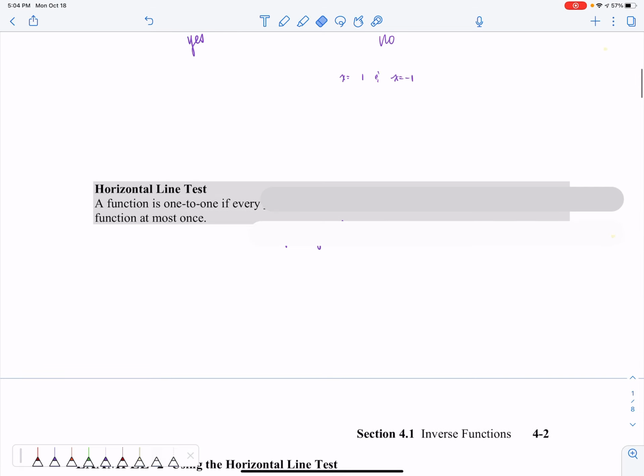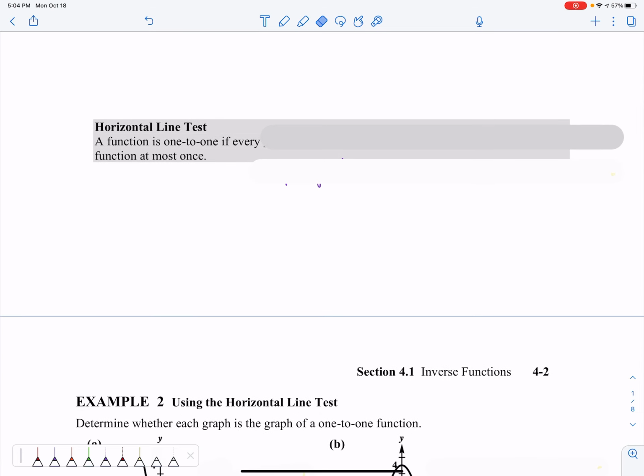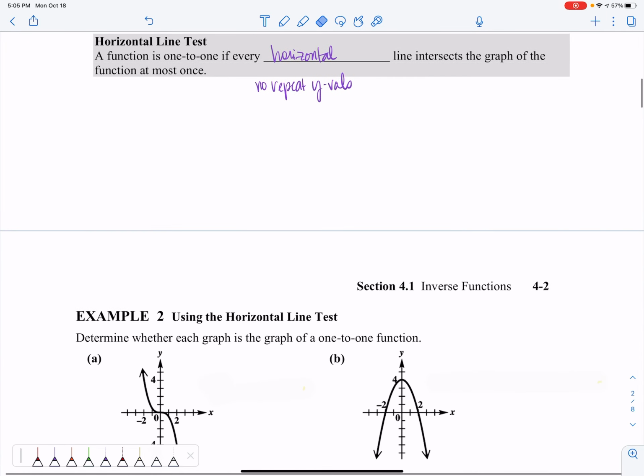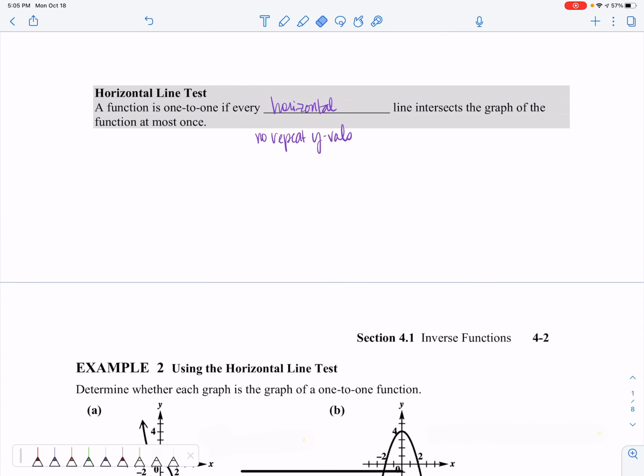The easier way to look at this is to think about it with the horizontal line test. A function is going to be one-to-one if every horizontal line intersects the graph at most one time. So you remember the vertical line test for functions? This works the same way. If my horizontal line only touches my graph in exactly one point and no more, then we would say that our graph is one-to-one. Another way to say this is that I have no repeating y values, and I kind of even use that same language up here with this question. So no repeating y values, and it's one-to-one.